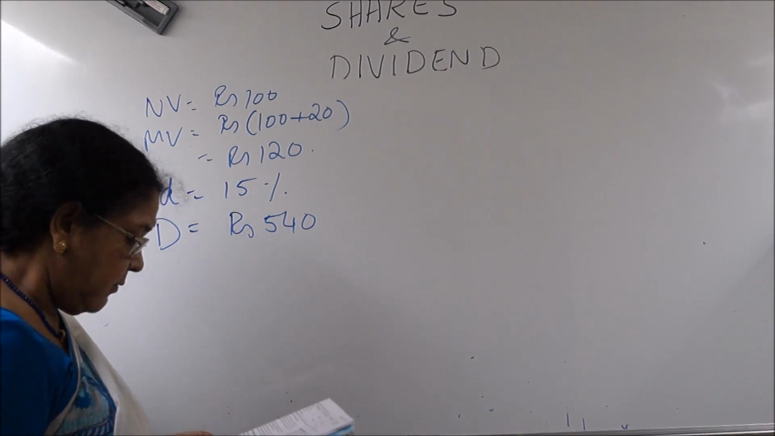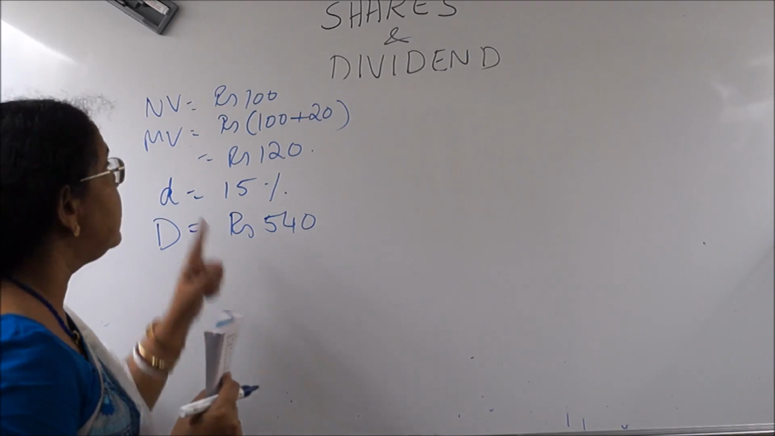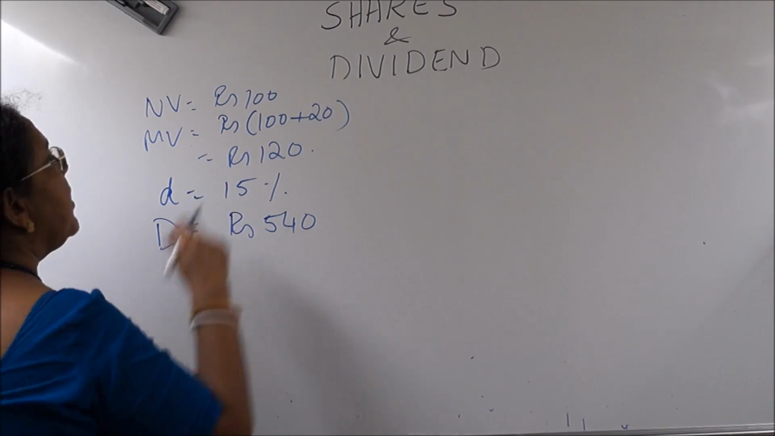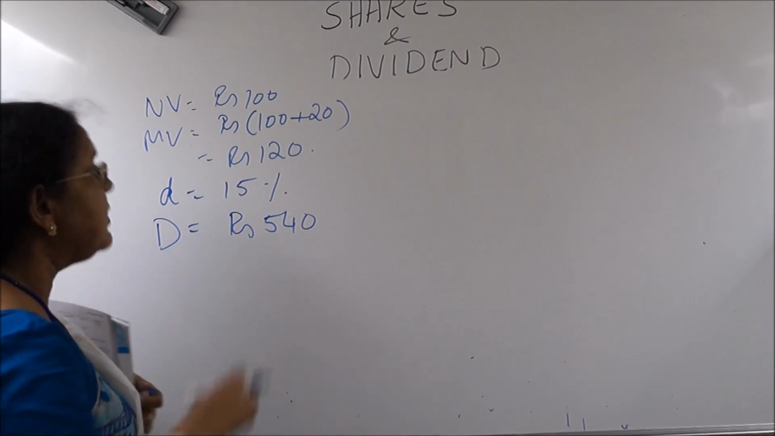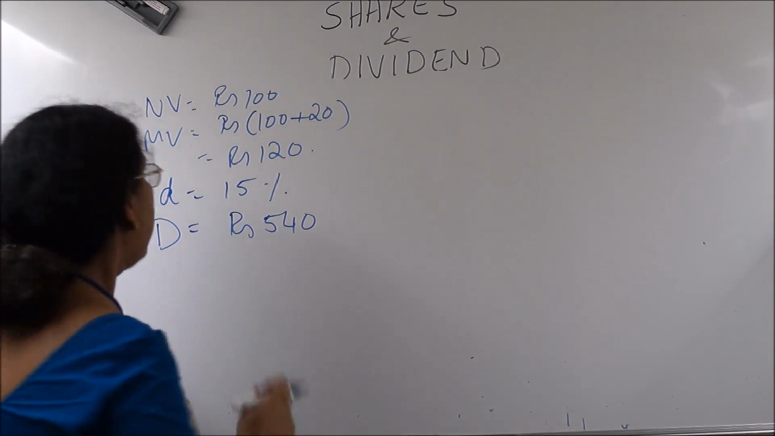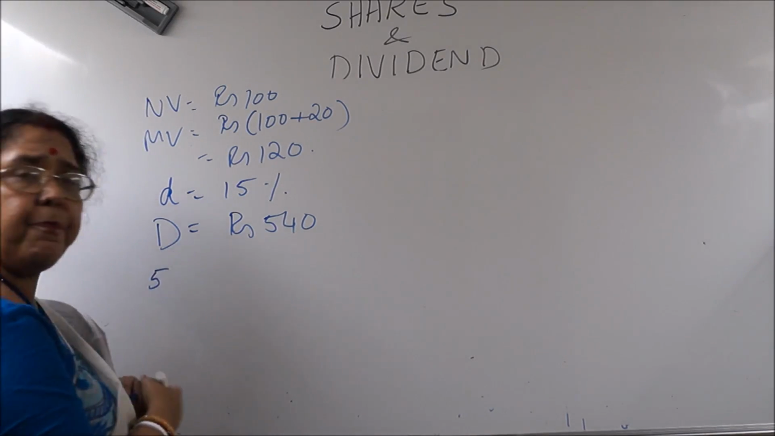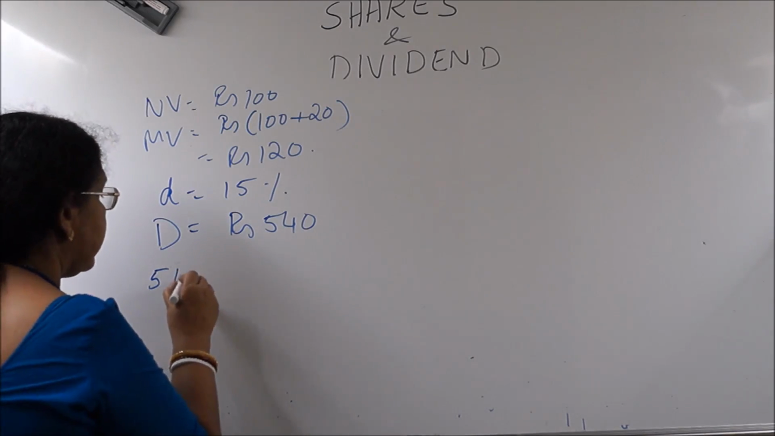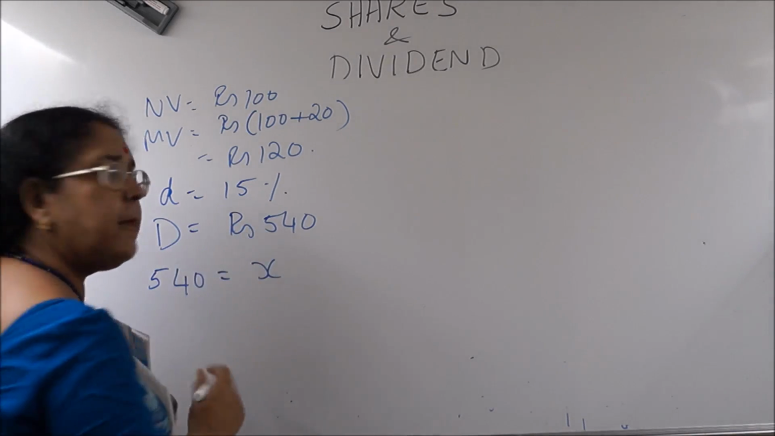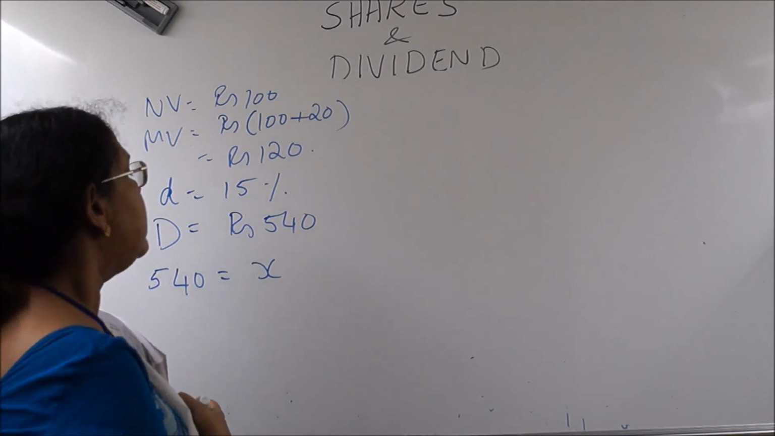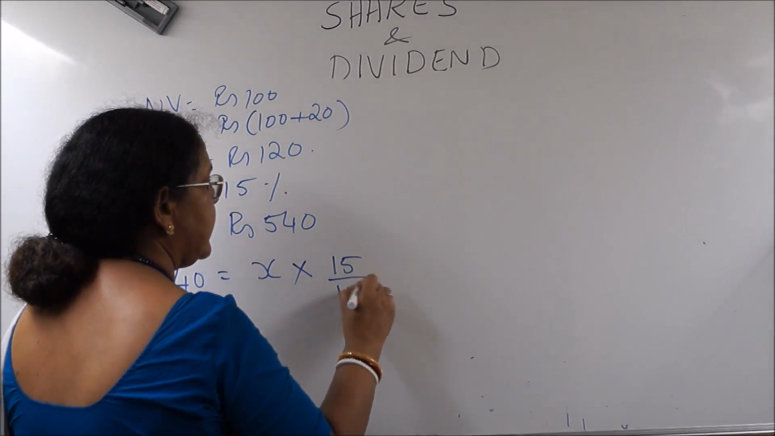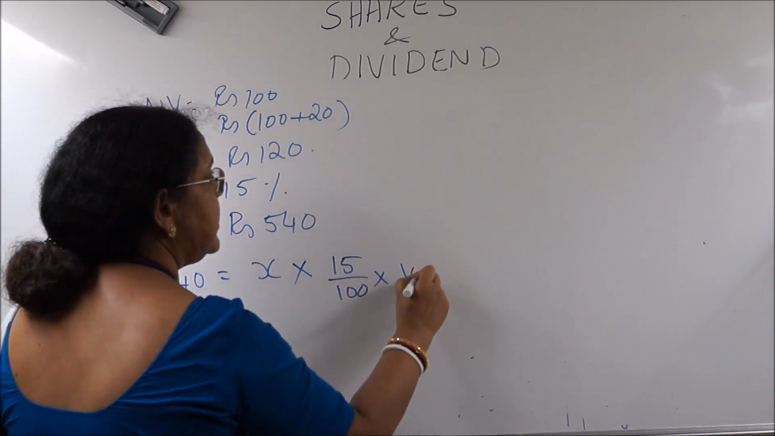So what we have to find? We have to find his investment, because we do not know what is his investment. In order to find the investment, we have to find out the number of shares. Once we know the number of shares, the number of shares into market value will give us the total investment. Now dividend is always calculated on the nominal value. So 540, which is the dividend, is equal to number of shares. We do not know the number of shares. Say number of shares is X or N. So X into the dividend percent, that is 15 upon 100, into the nominal value, that is 100.